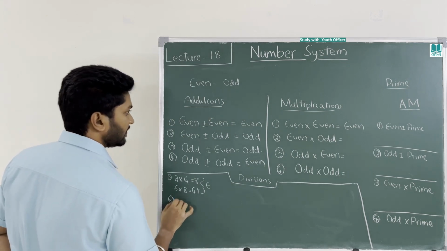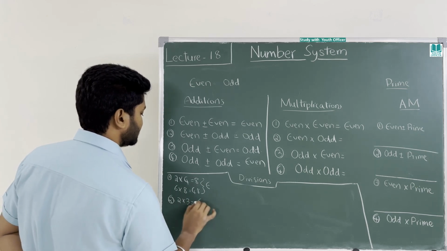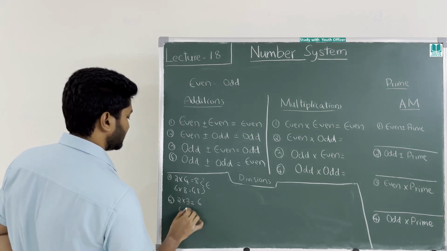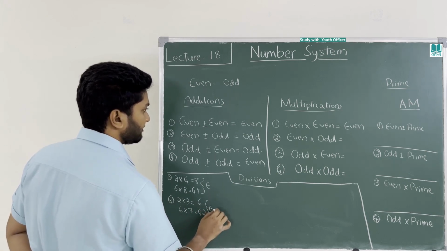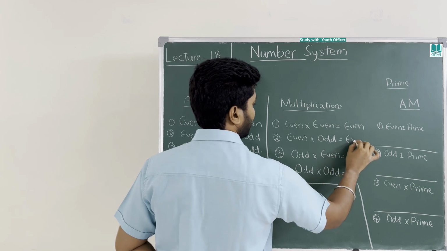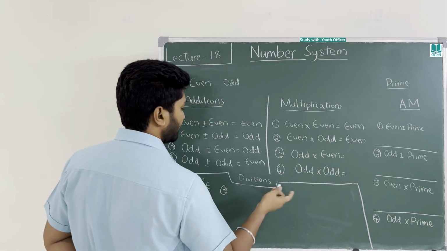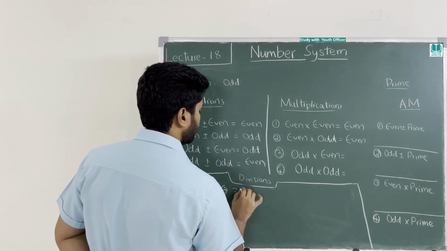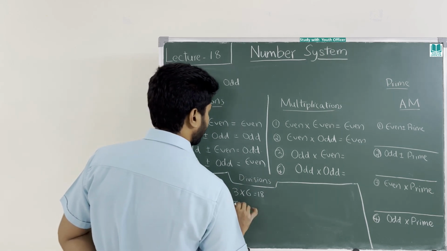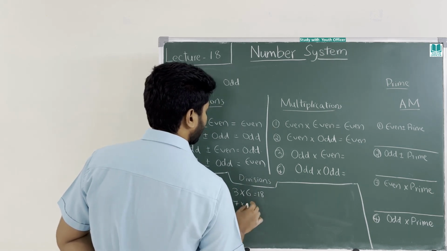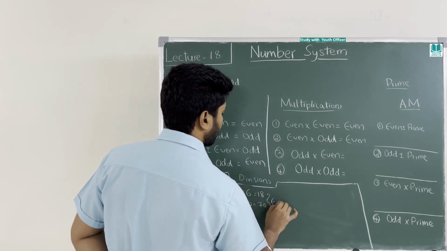Okay. Second one we'll take. Even into odd. Take an even number 2. Odd number 3. Answer is 6. One more even number, 6. Odd number is 7. Answer is 42. Both are even. That means the answer is an even number. Third one. Odd into even. Odd means 3 into an even number, 6. Answer is 18. One more odd number, 7 into an even number, you take 10. Answer is 70. So both are even numbers.